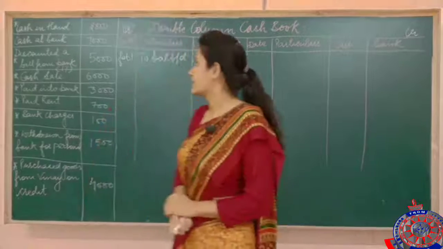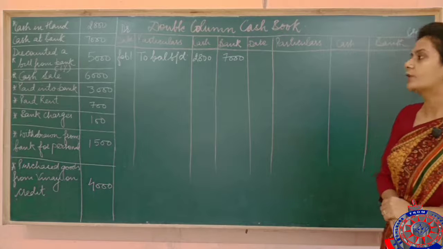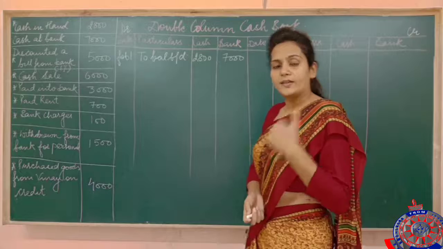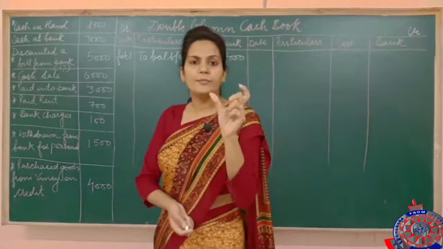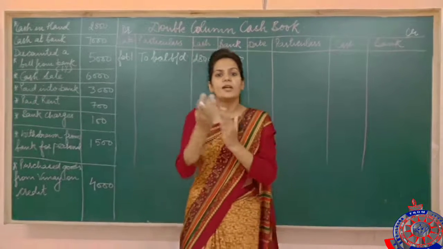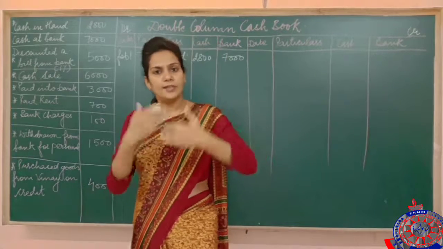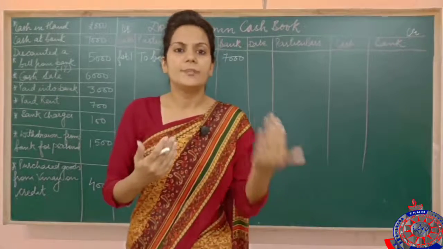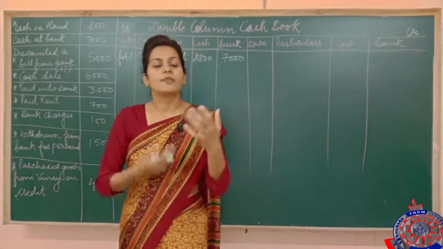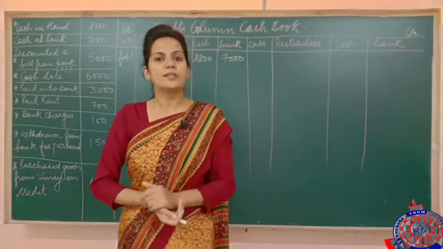Now read the next transaction. Next is: discounted a bill from bank rupees 5000 at 1%. This thing is new for you. I told you once, if you remember, that bill is another name for debtors. At times we give an official or legal document to the debtors, and after getting that document, they become our bills receivable. Similarly, we can also give a legal document to our creditors and then they become our bills payable.